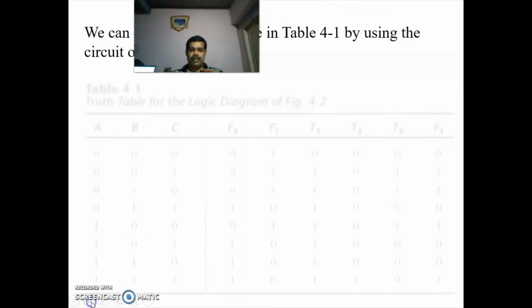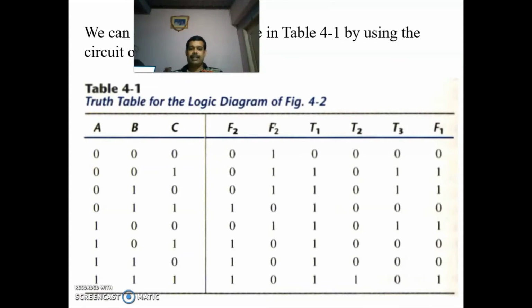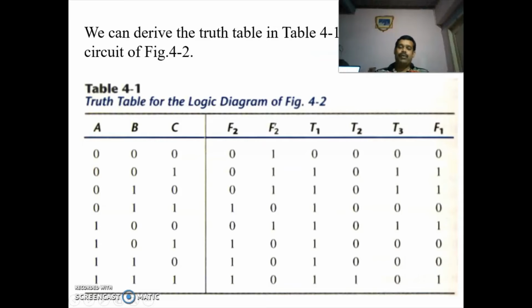So from this we have to derive a truth table. A truth table is nothing but a table that gives the information about the inputs and outputs for a particular combination of input. What is the output? It will clearly give. That is nothing but the truth table. In this particular problem, we are having three inputs A, B and C.